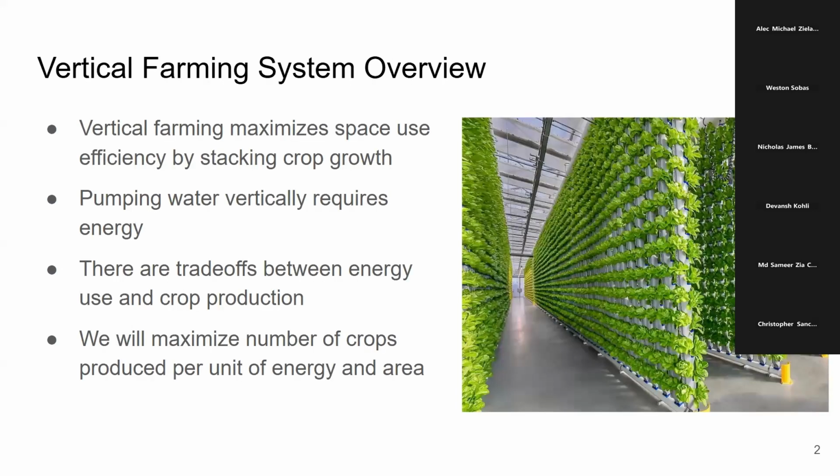Vertical farming maximizes space use efficiency by stacking crop growth, therefore allowing for more crops to be produced within a constrained space. The need for vertical farming is becoming more prominent, specifically in cities where space is an expensive commodity. While maximizing the use of space, vertical farming also requires more energy to pump water up to the crops in higher layers, so there are trade-offs between production per area and energy use. The objective function of our system is to minimize the energy consumption per crop.